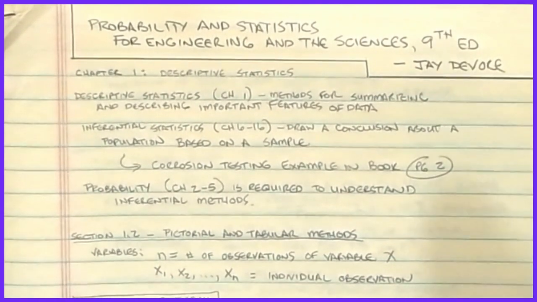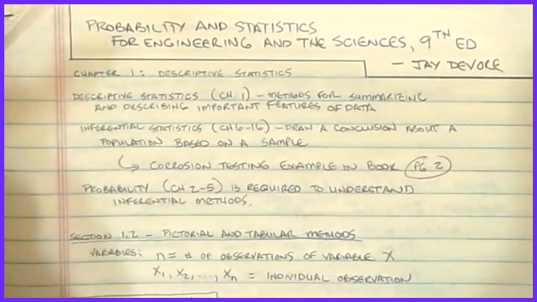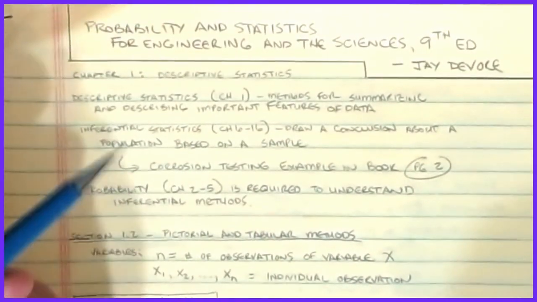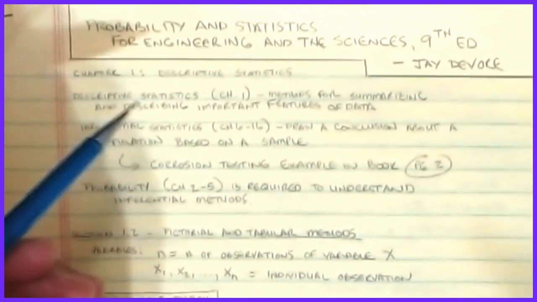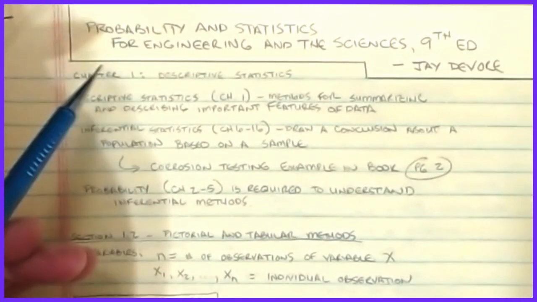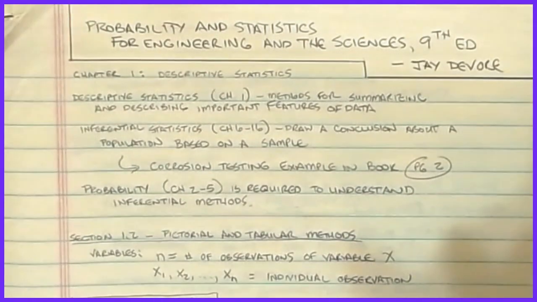All right. So this class is centered around a textbook by J. DeVore called Probability and Statistics for Engineering and the Sciences, the 9th edition of this book. There isn't a lot of change from one edition to the next that I've noticed, at least for the topics that I choose to cover. But just so that we're all up to date, this will be kind of our reference for that one. So if you've got a copy of that, that's great.